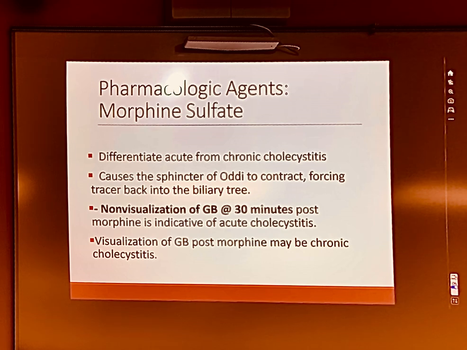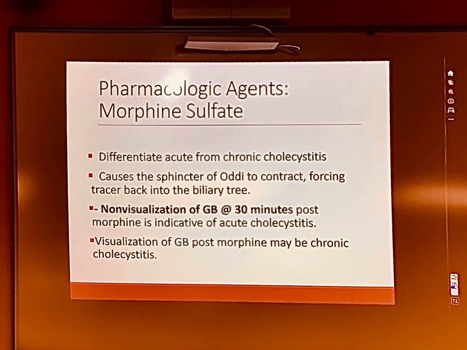So why are we giving this morphine sulfate anyway? Morphine sulfate, again, is going to be your acute versus chronic cholecystitis rule out. It causes the sphincter of Oddi to contract, which is going to force that tracer back into the biliary tree. If you give a patient morphine and you still don't have any gallbladder, your patient typically has acute cholecystitis.